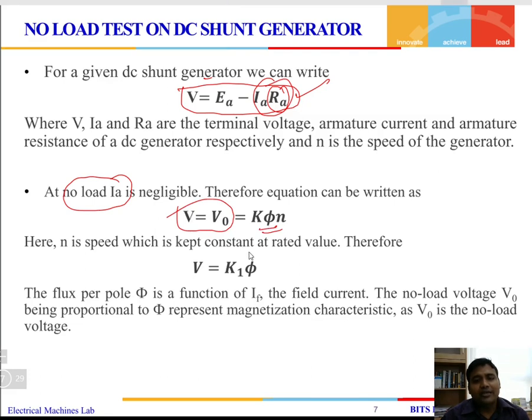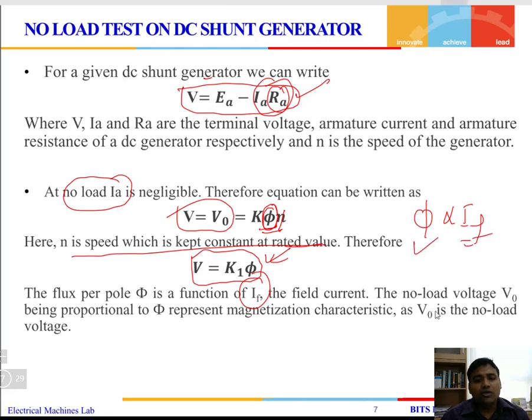So we can write the speed which is kept constant at the rated value, because your experiment has to be done at the rated value. So you can neglect the speed from here. So the only variable quantity is the flux. So the voltage is proportional to flux. Now this flux which is per pole is a function of the field current. Now flux can be varied if you vary the field current. So on varying the field current, your flux will be varied.